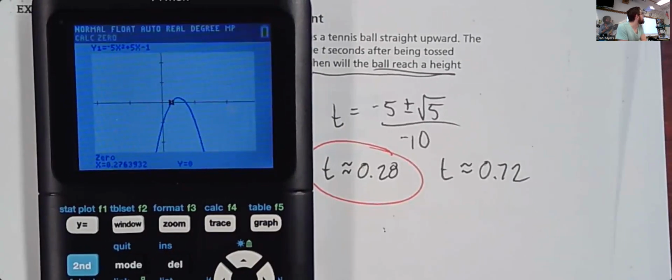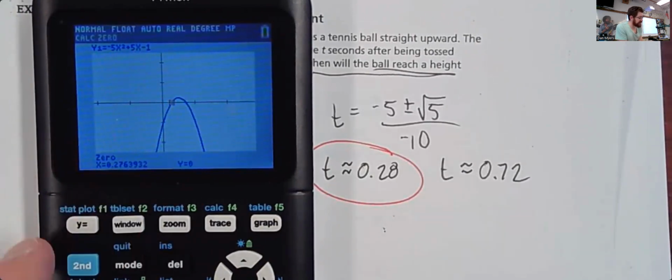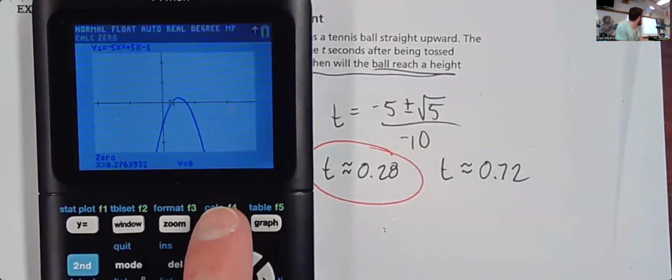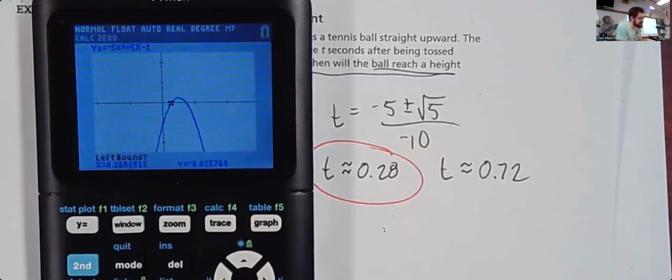How to figure out that number? How do I 0? Oh yeah, so hit second, and then trace, which is the calculation menu, and then go to 0. So you're figuring out where the line crosses the x-axis. It's going to ask you for a left bound. So that means you want to go left of the point of intersection with the x-axis. So basically underneath the x-axis, hit enter, and then pick a point just above it. Hit enter again, and then it's going to say guess, and then you hit enter again, and it'll give you the answer.